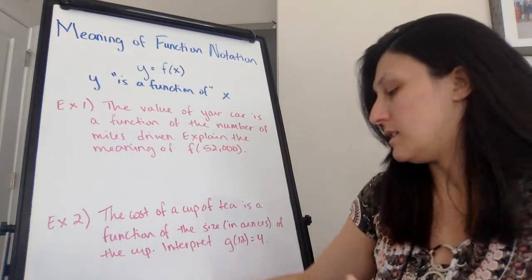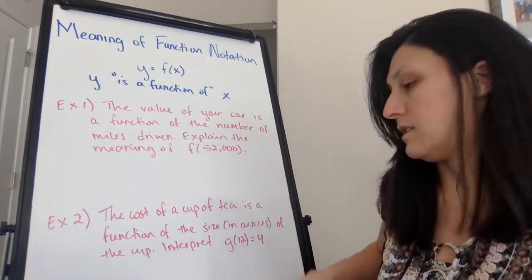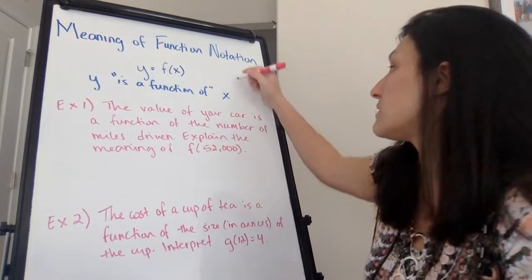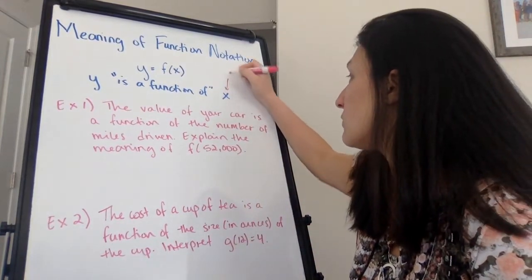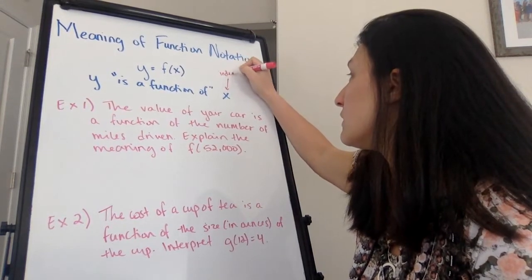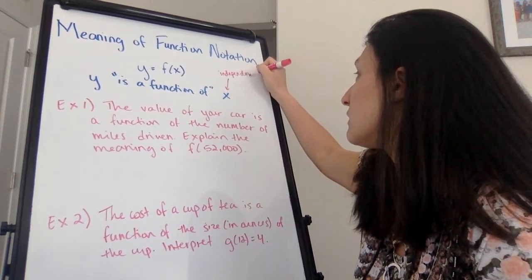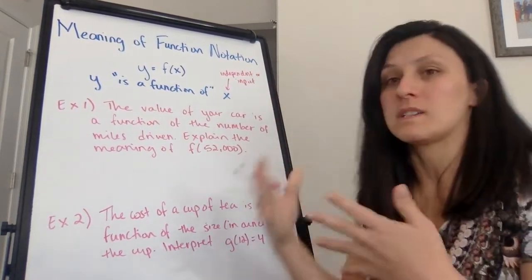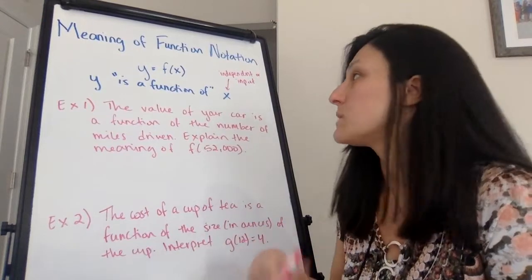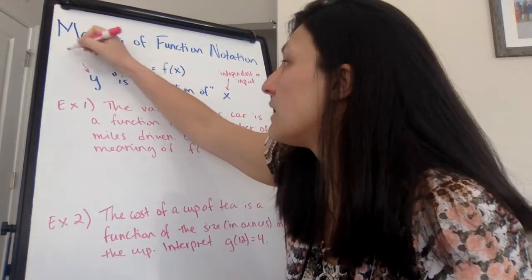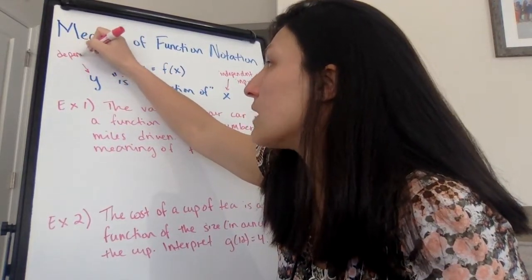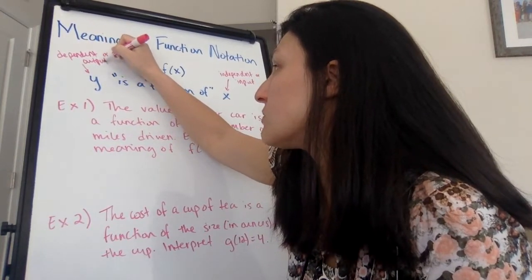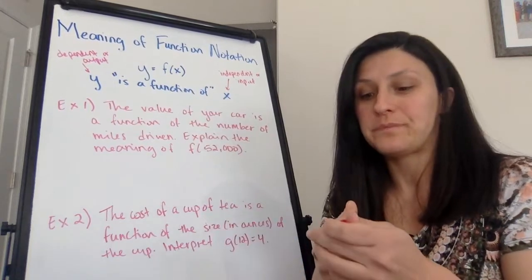This means that x is the independent variable, or the input variable, or input. We call x both of those terms, so they're like synonyms. And y is the dependent variable, or the output. Those we also use interchangeably in the mathematical world.